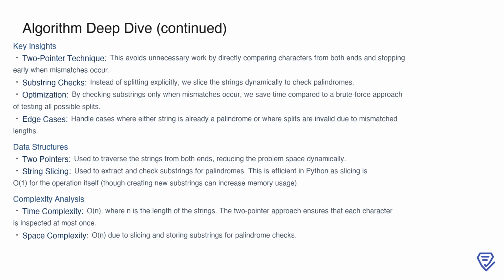While slicing is efficient in Python with an O(1) operation for indexing, creating new substrings can increase memory usage slightly. Analyzing the algorithm's complexity, the time complexity is O(n), where n is the length of the strings. Each character is inspected at most once using the two-pointer approach. The space complexity is O(n), stemming from the slicing and temporary substrings created during the palindrome checks. This balance of time and space efficiency makes the algorithm well-suited for solving this problem.